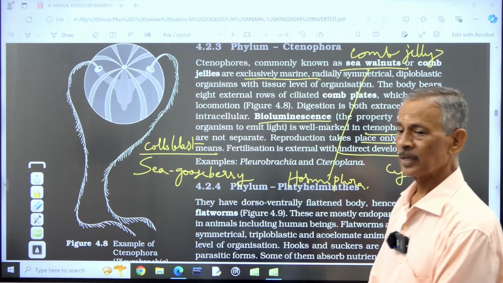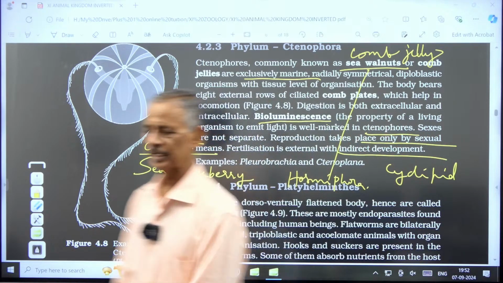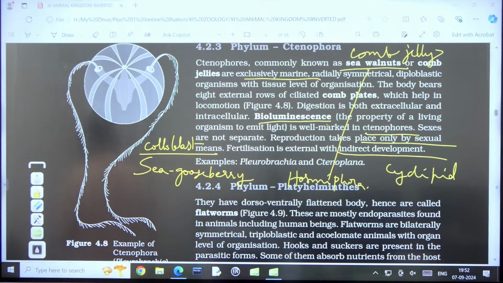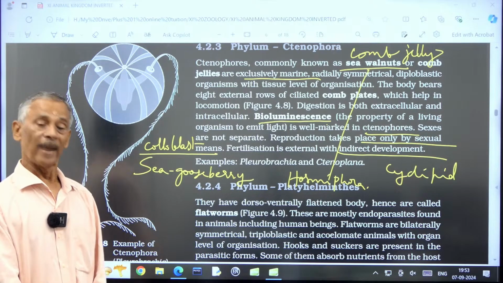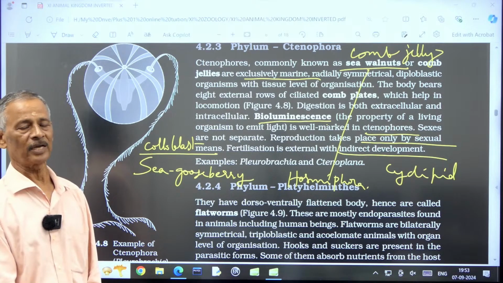Now, diploblast or radiata is now over. We are passing on to triploblasts, which all come under bilateria. Now, from here onwards, we have triploblasts, which all have bilateral symmetry. So they all come under bilateria.